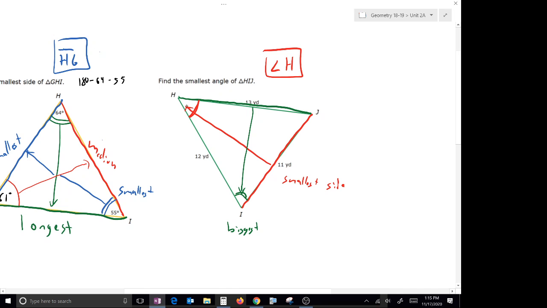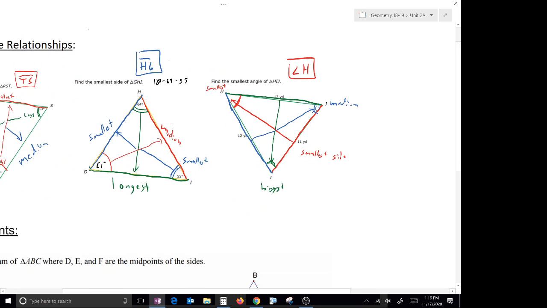And across from the medium length side is my medium angle. Okay.